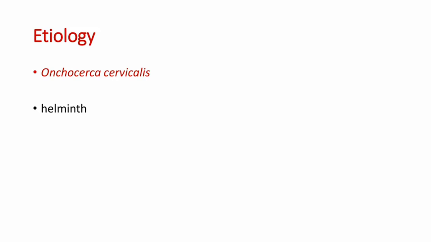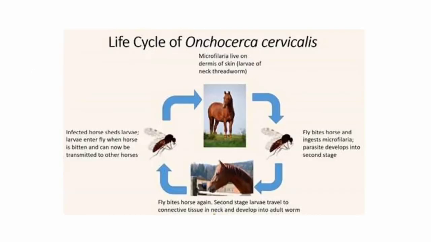Coming to the life cycle of Onchocerca cervicalis, microfilaria live on the dermis of skin of horse. A fly bites the horse and ingests the microfilaria, and the parasite develops to stage 2, that is L2 larvae, inside the fly. The fly bites the horse again, and L2 larvae travel to connective tissue in the neck and develop to adult worm. So adult worm is seen in the connective tissue of horse. Then the infected horse sheds larvae, and larvae enter the fly when the horse is bitten and can now be transmitted to other horses.